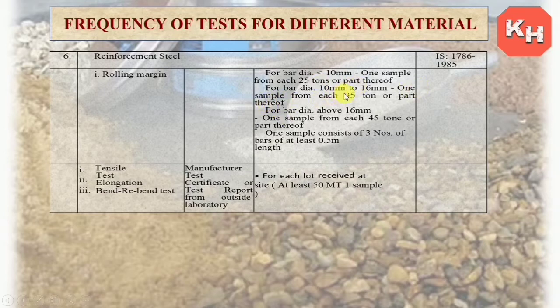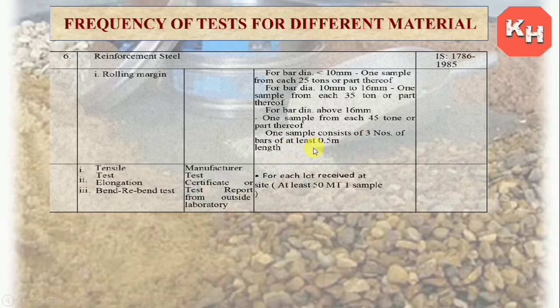And for bar diameter 10 millimeter to 16 millimeter, one sample from each 35 ton or part thereof. Just remember one thing: less than 10 mm, one sample from 25 tons, and from 10 mm to 16 mm, one sample from 35 tons or part thereof. For diameter above 16 mm, one sample from each 45 ton or part thereof. One sample consists of 3 bars of at least 0.5 meter to 1 meter length.